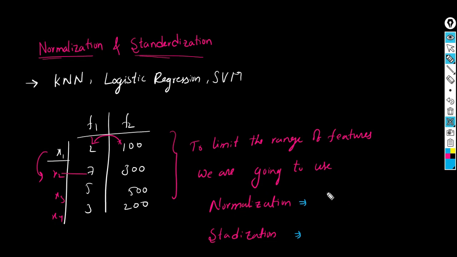By using the normalization technique we will limit the values from 0 to 1. By using the standardization technique we are going to limit values from -1 to 1. Okay, let's deep dive into these two techniques. First, start with normalization.